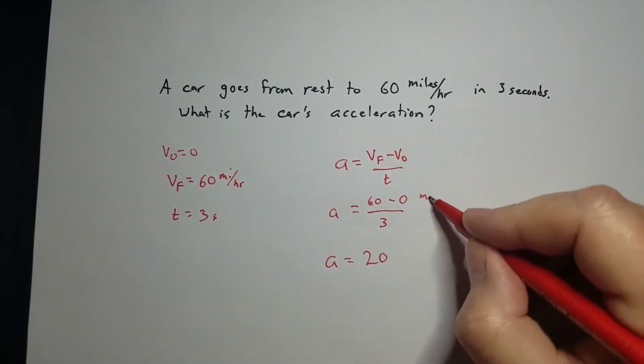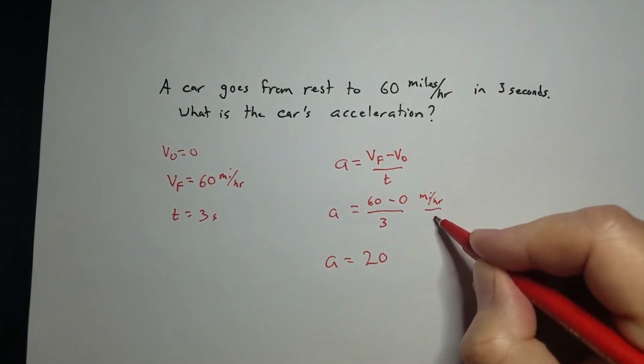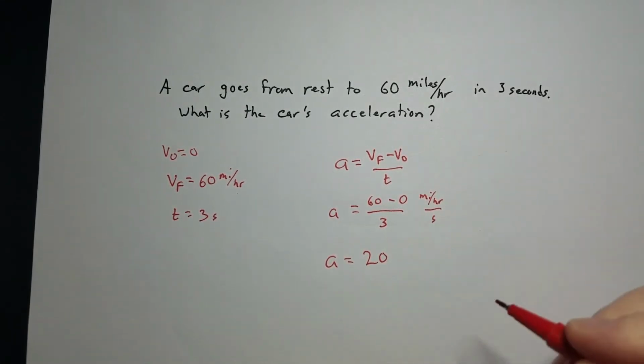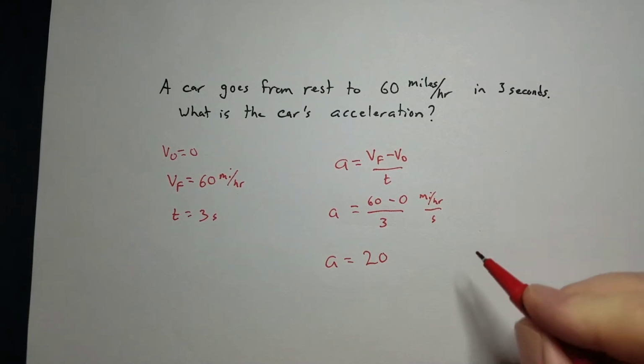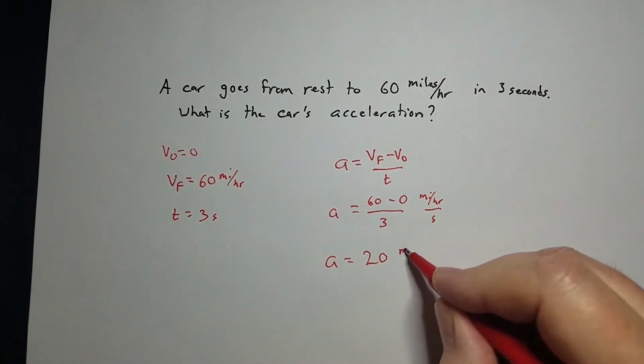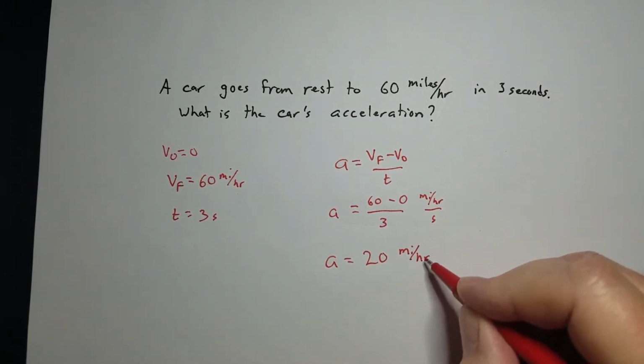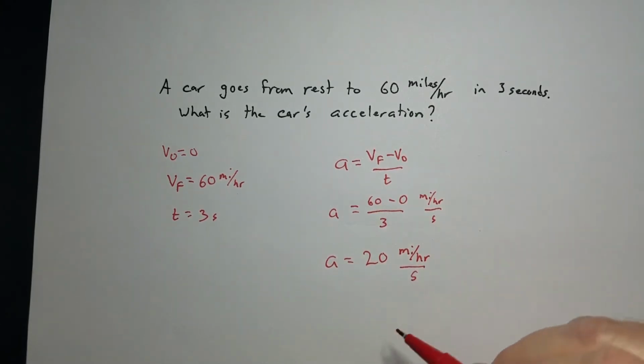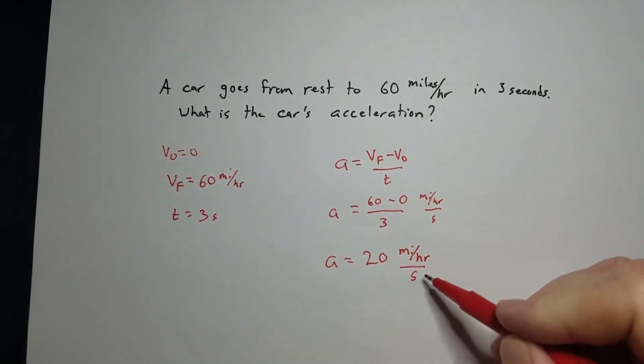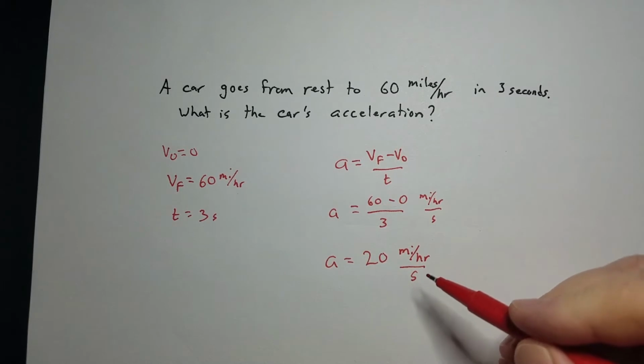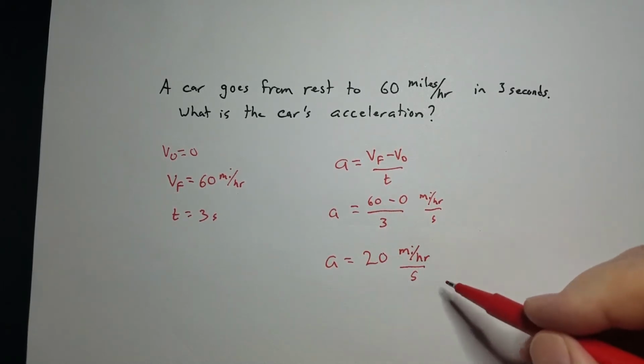Well, the top was in miles per hour. The bottom was in seconds. And we didn't convert this time because I want to show you something. That means my unit is miles per hour per second. That means for every second of acceleration, on average, this car will speed up 20 miles per hour.